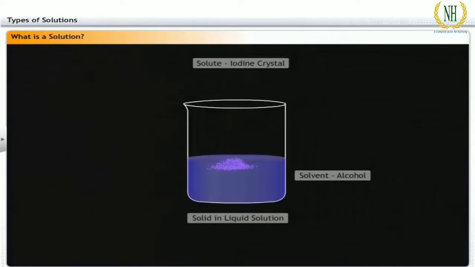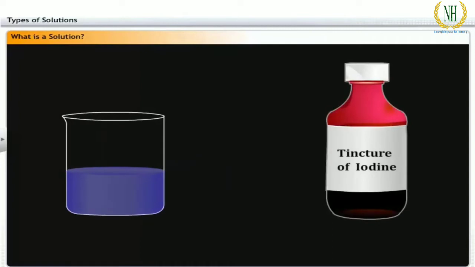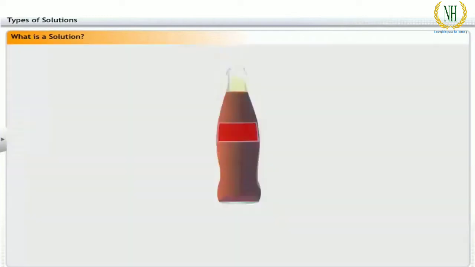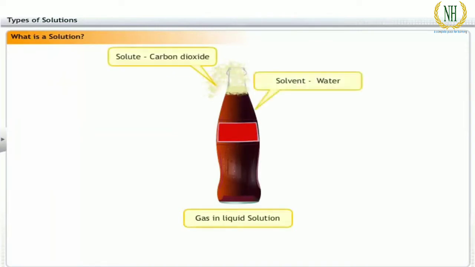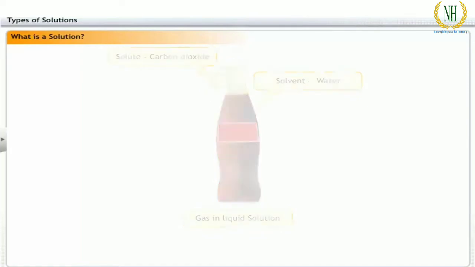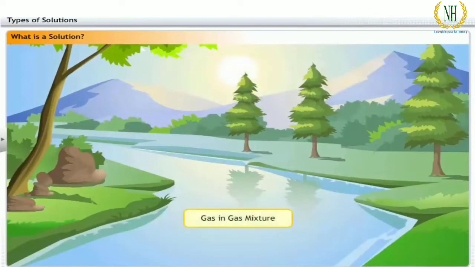A solution of iodine in alcohol is known as a tincture of iodine. The iodine is the solute and alcohol is the solvent. This is an example of a solid in a liquid solution. An aerated drink is a gas in liquid solution, where carbon dioxide is the solute and water is the solvent. Air is a homogeneous mixture of a number of gases. It is an example of a gas in gas mixture.